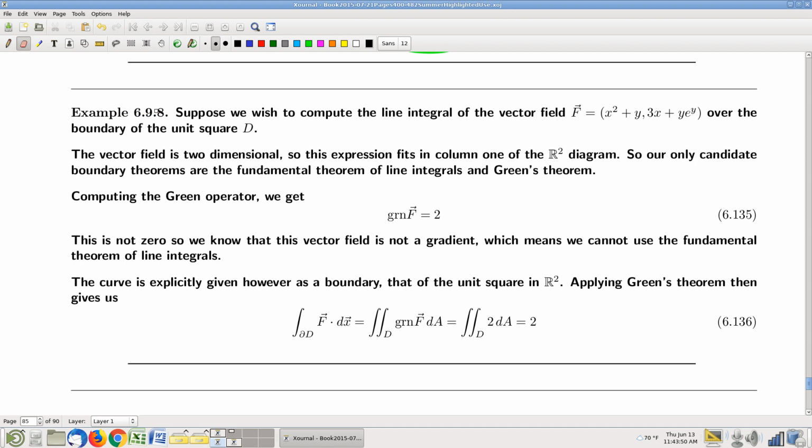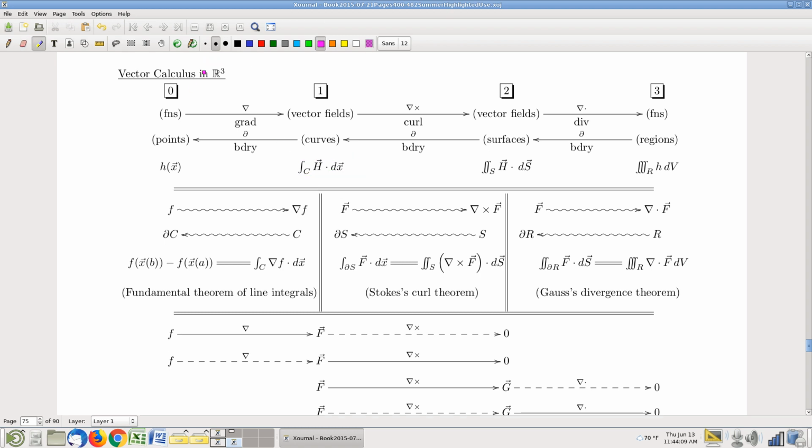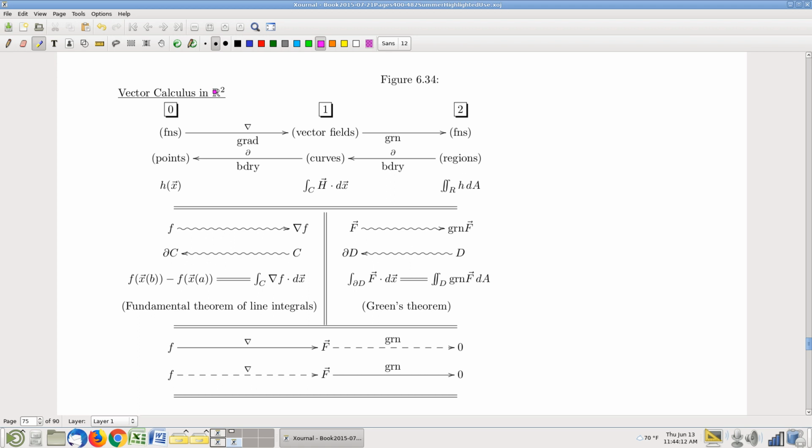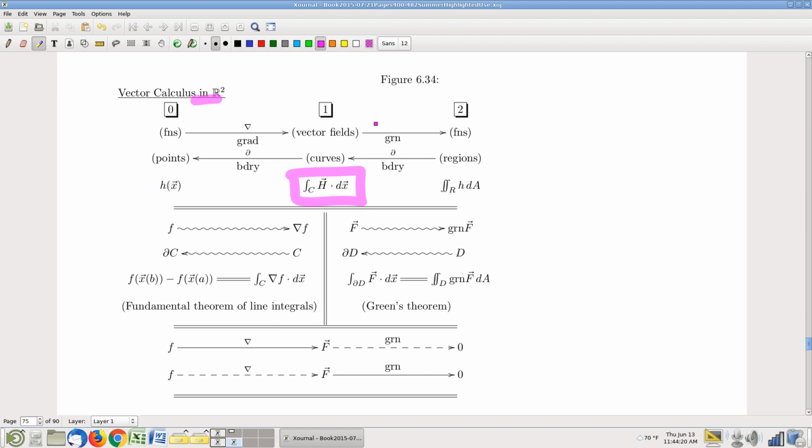Okay, here's another line integral. We'll do a couple of flux integrals in a minute. This time, however, notice two components. So we are no longer in the R3 diagram. We are now up here in the R2 diagram looking at a line integral. So now our options are the fundamental theorem of line integrals and Green's theorem, which we will arbitrate first by computing Green's operator. Again, the diagram tells you exactly what to do. So use the diagram.